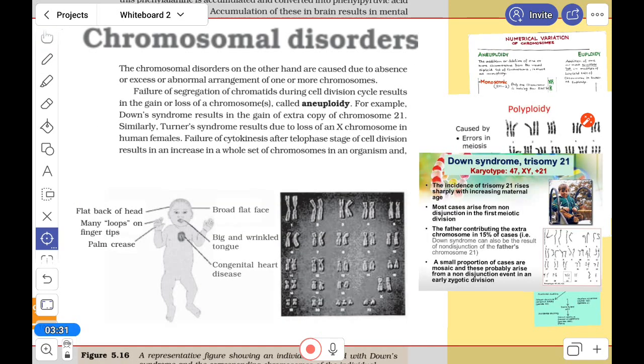21st trisomy is called Down syndrome. The name is given according to Langdon Down. Here it is in the 21st set. You can see that this set is 3, but all other sets are normal. So it creates the problem. Turner syndrome and other syndromes we'll see afterward.